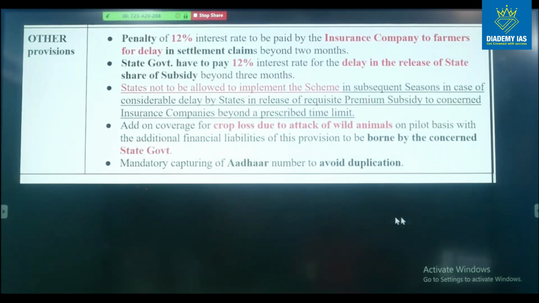Now there are other provisions. Please read this slide also. This third line, underline, this is a change, this is the amendment, recent change which has been introduced.